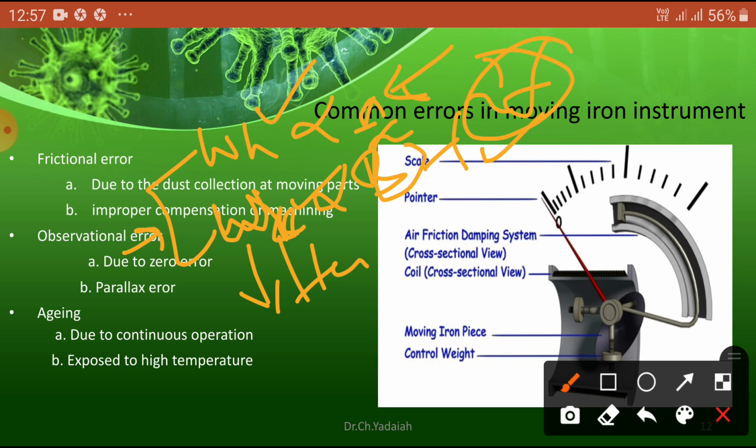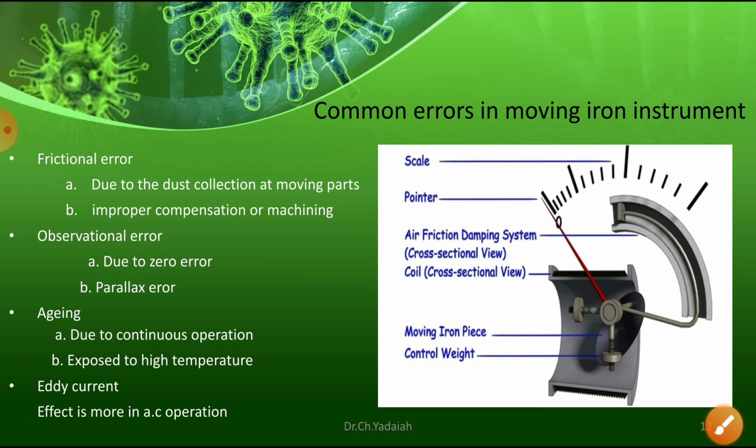Okay, so that is the one. Another error takes place in this one. Now, what are the remedial measures to avoid these errors in instruments? Common errors. What are the common errors? One, temperature error, frictional errors, observational errors, aging errors, and eddy current errors.